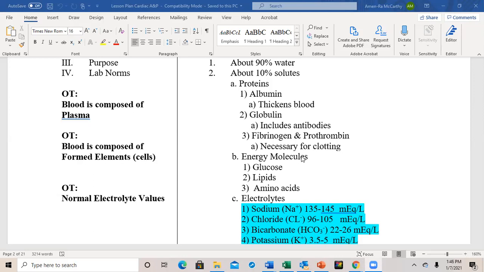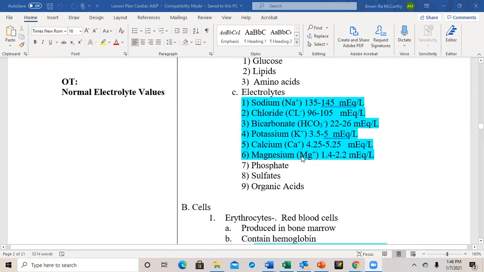Now, electrolytes. These are the electrolytes you're going to have to memorize. And these are very, very important because if you don't have the proper amount of electrolytes, we don't have depolarization and we don't have repolarization. If we don't have that, your heart doesn't beat, okay? So it's very important that you take in the proper amount of electrolytes.